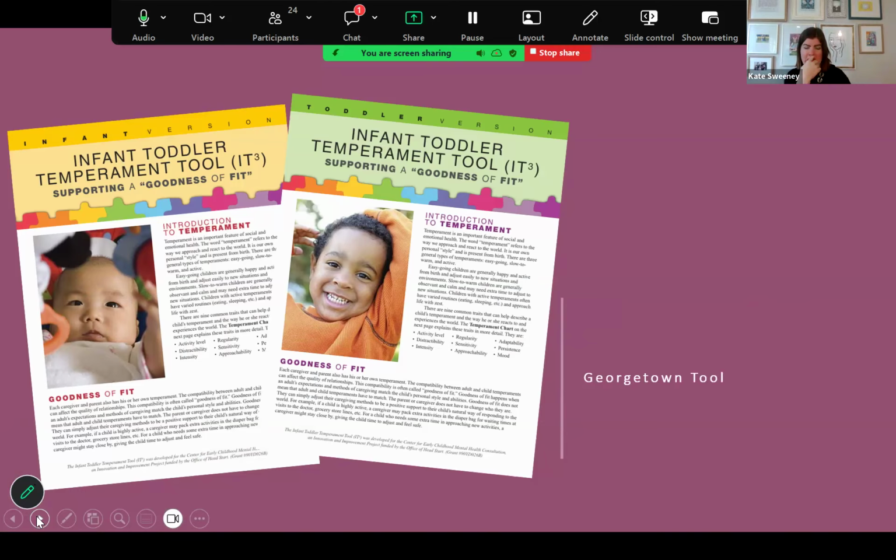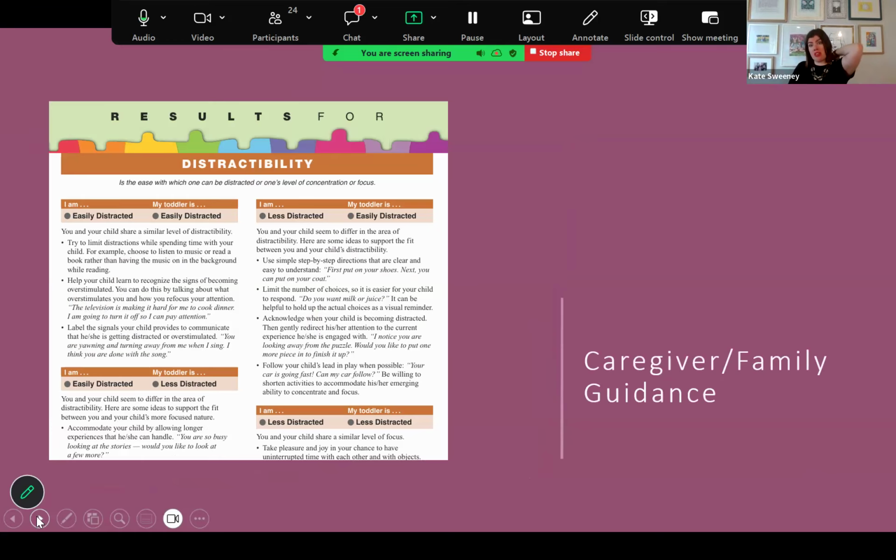There is, and I'll put this in the chat when I'm not sharing slides, a tool that Georgetown has developed that is really nice. It's actually two tools, one for infants and one for toddlers, that helps parents or family members understand, based on a series of questions, the temperament of their own child. The other thing it does really well is help them understand their own temperament and how that fits or not, and helps them plan things.